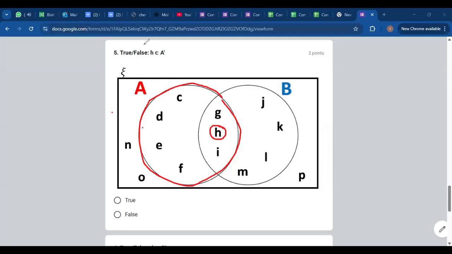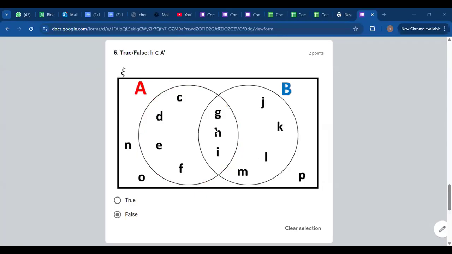So the answer here is definitely false. It looks like these questions trip you all up the most. H is part of A, so H can't be a part of the complement.